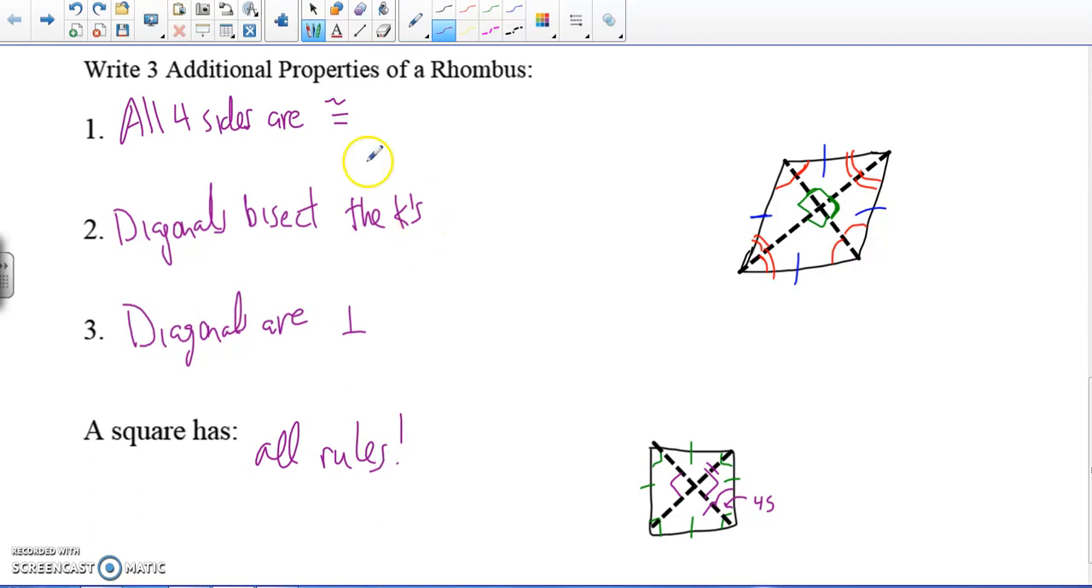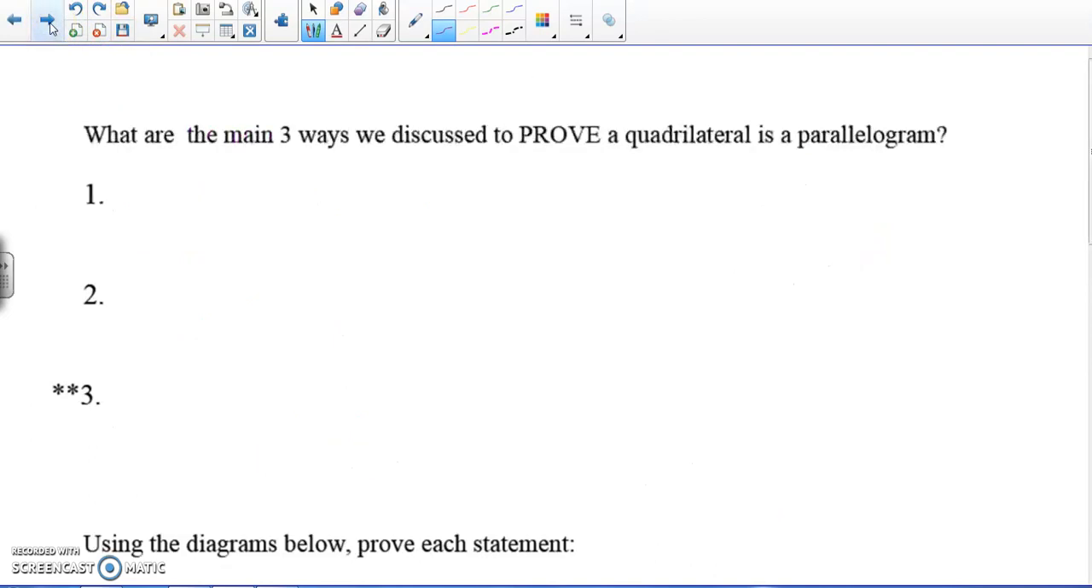Okay, so pause if you need to. Get those rules written down, flashcards, whatever you can do to help memorize these. These are really important for our proofs. So flipping to the next page.